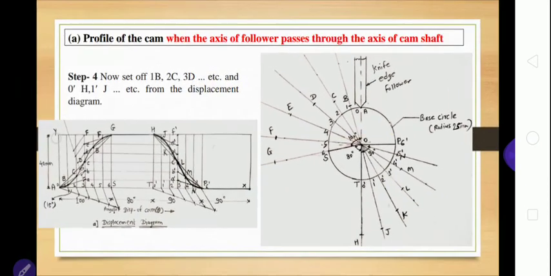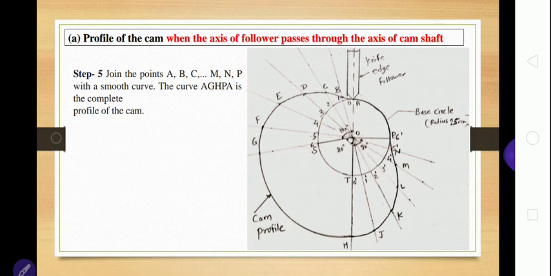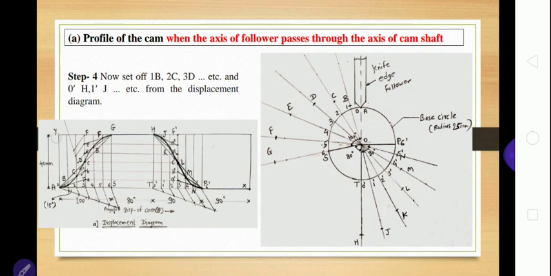Similarly, all the distances from these 1, 2, 3, 4, 5, 6 points to the A, B, C, D, E, F, G points are taken in the compass and marked for the outstroke. Similarly, for the return stroke also mark all these distances, and then join all of them with a smooth curve; that will become our cam profile. This is the simple procedure for a knife edge follower. For a roller follower or flat face follower, in this step we need to draw the rollers at these A, B, C, D, E, F, G points, and from the bottom of the roller we have to pass the curve.